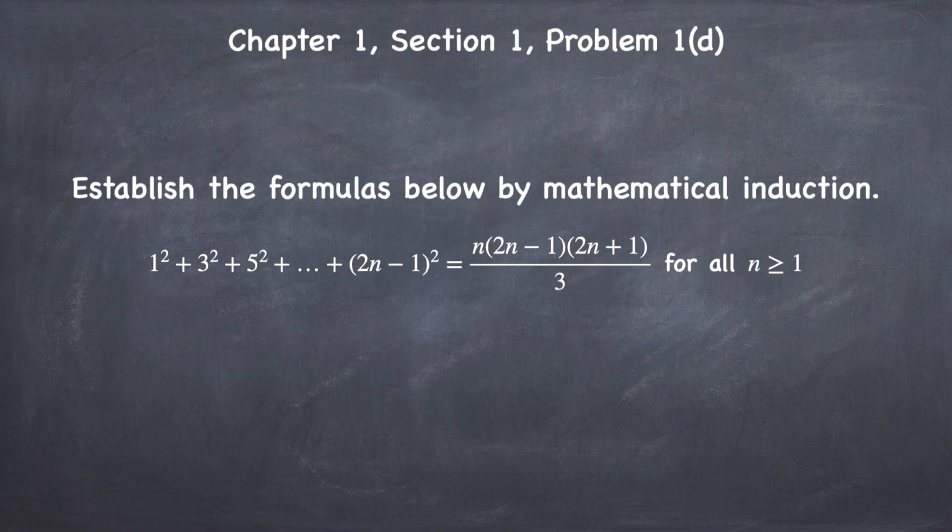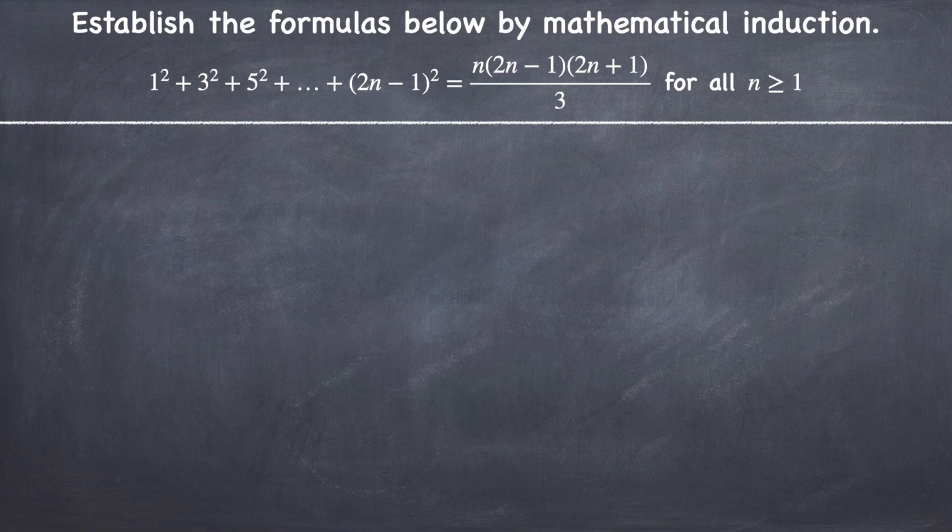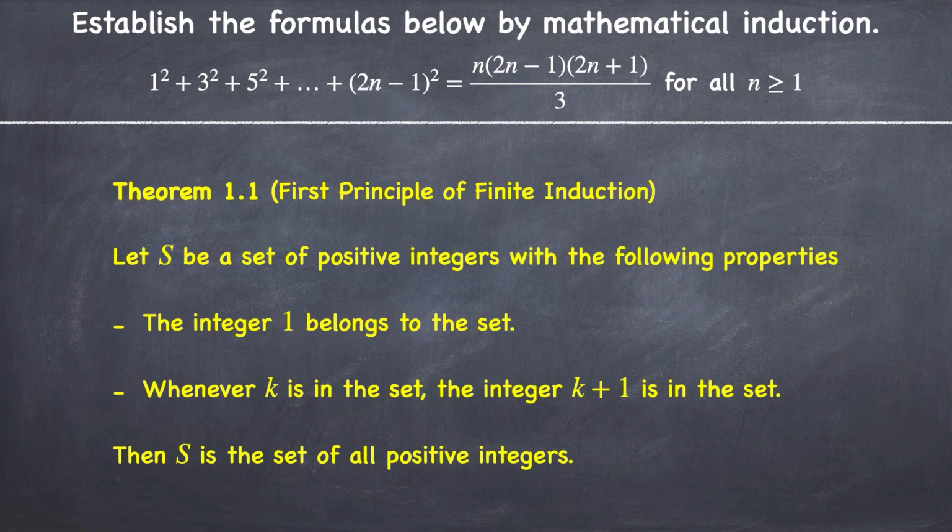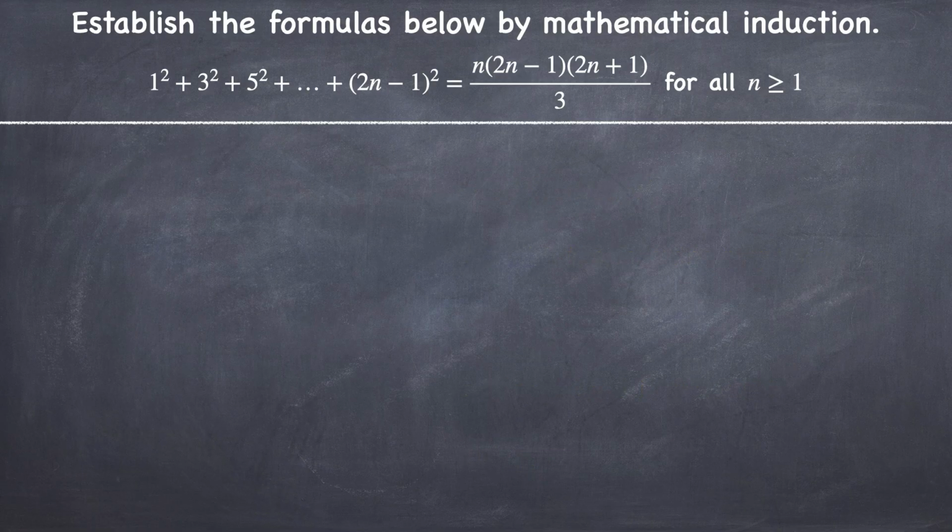Let's prove this formula holds using mathematical induction. So once again, we're going to use our first principle of finite induction here, where we check our base case, which is the lowest integer we're interested in. Here it's n equals 1, and then we'll assume the formula holds for a value k, and use that assumption to prove it holds for the value k plus 1.